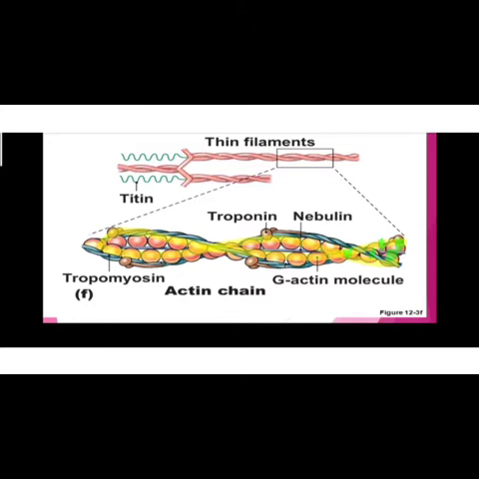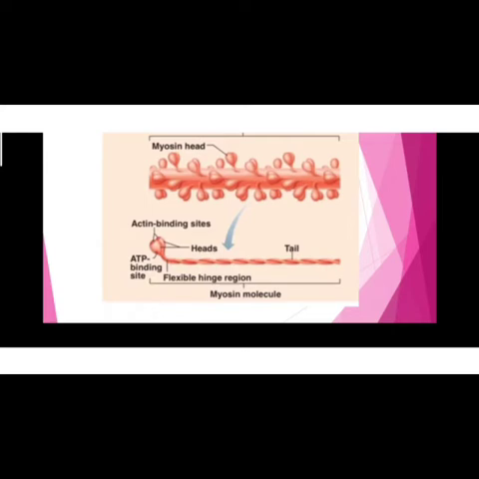And they also have troponin and tropomyosin. So this tropomyosin blocks the myosin binding sites on actin, and this troponin, these circular things you can see here. The binding of myosin to actin is blocked by tropomyosin, and tropomyosin is held in place by troponin, and troponin has its own calcium binding site.